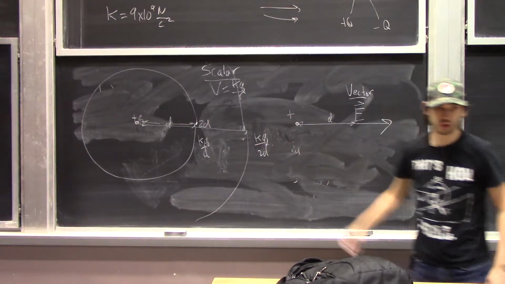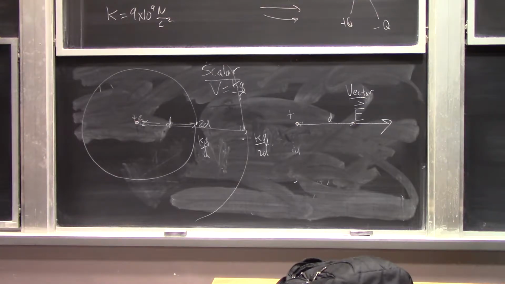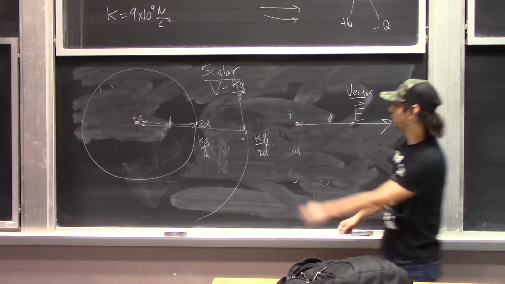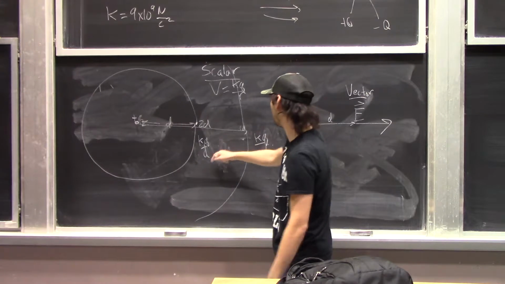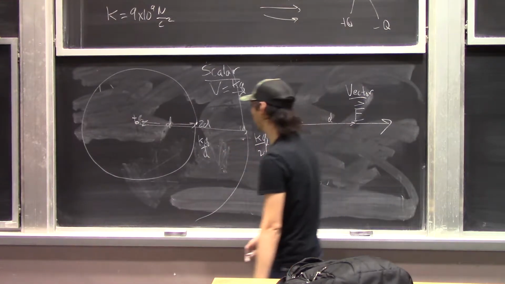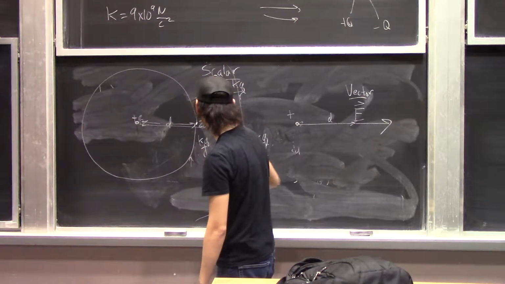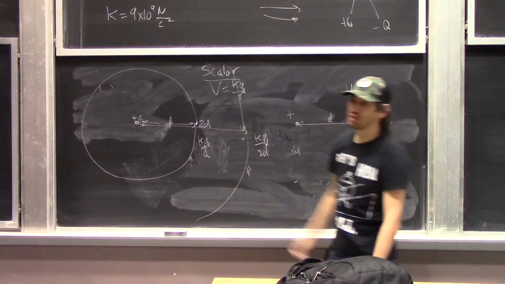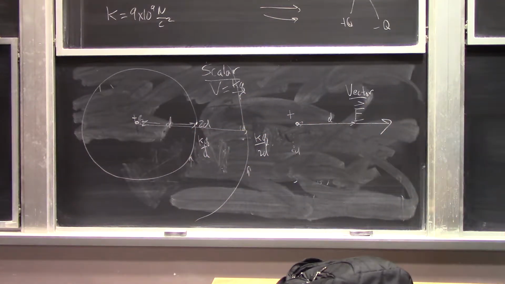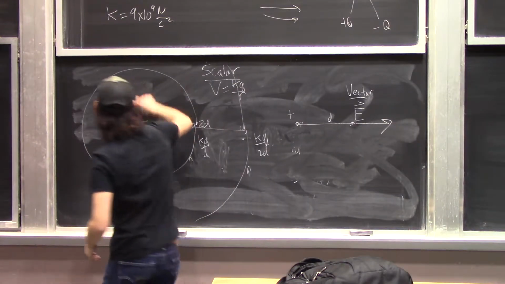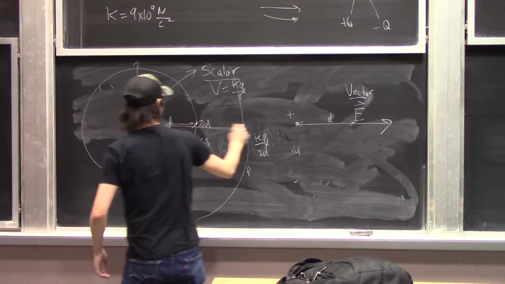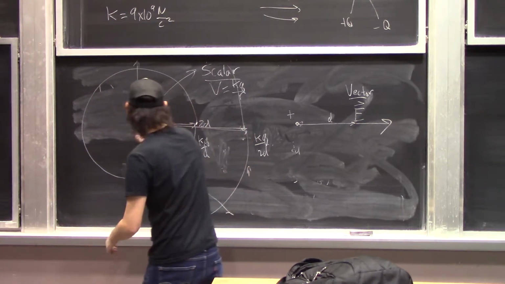Which one of these is larger? kq over d, right? Because this is like the difference between 1 and a half, right? A half is smaller than 1. So this one's bigger than this one. How's the electric field going to point if this is going to be a positive charge? It's going to radiate away from that charge, right? So our electric field is going to point like this, okay?